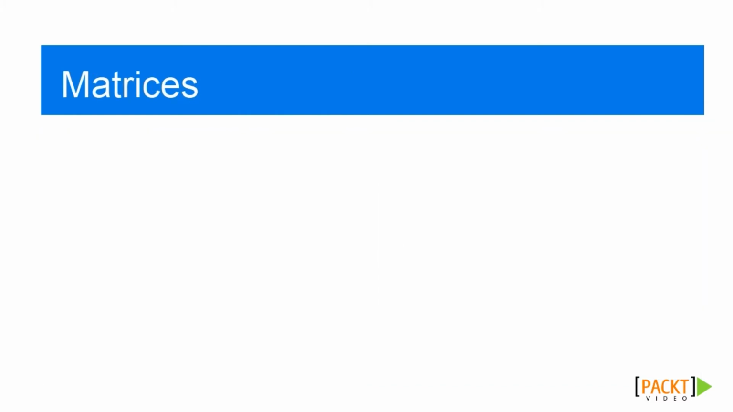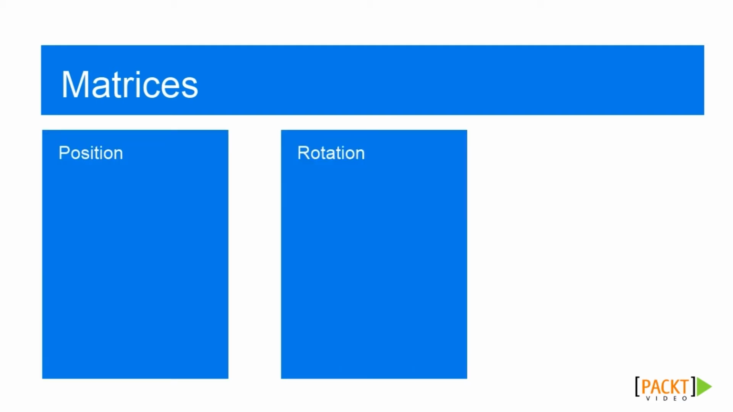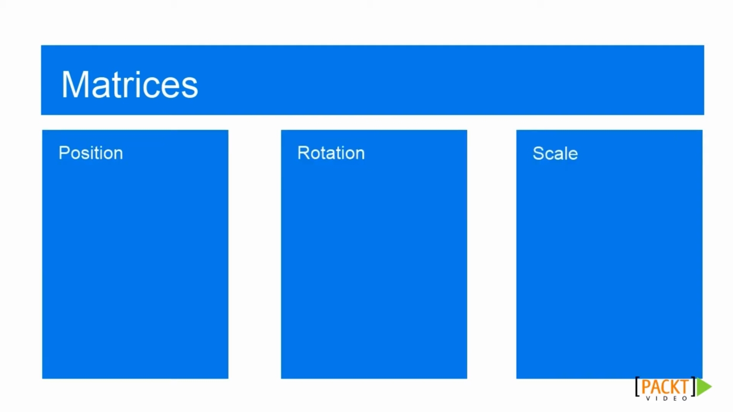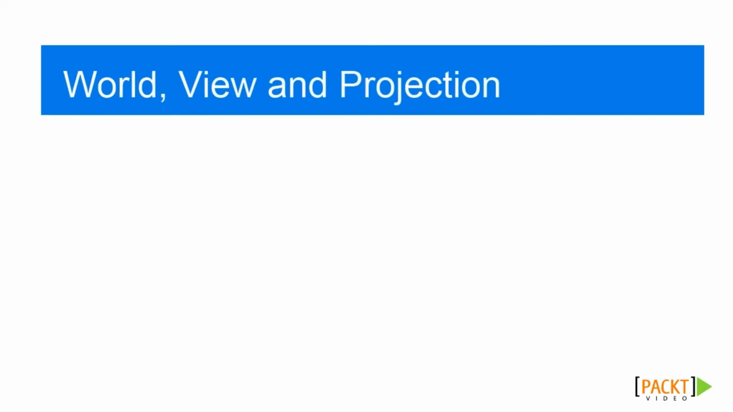To position our objects, we'll use matrices. The reason we use matrices is because we have the position, the rotation, and the scale of an object in one matrix. And matrices can be easily multiplied with one another. We won't go into detail about how a matrix works, but we will use them. And therefore, we need to know 3 concepts: world, view, and projection.